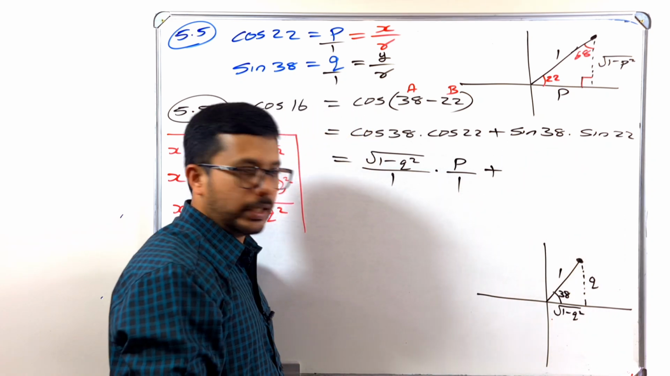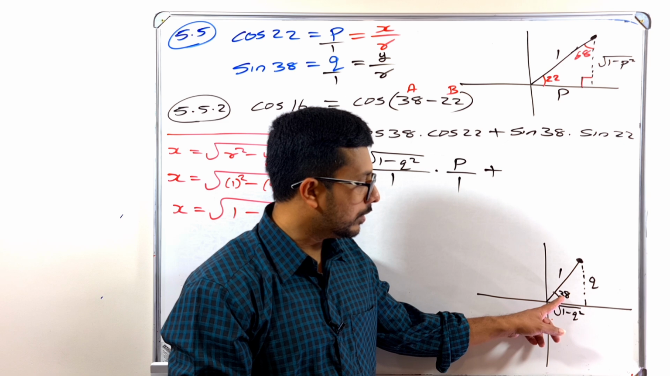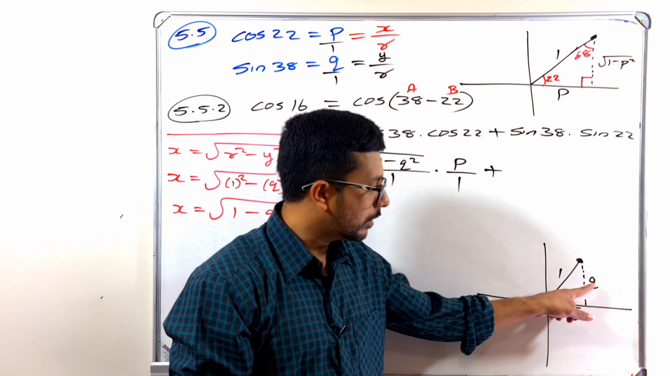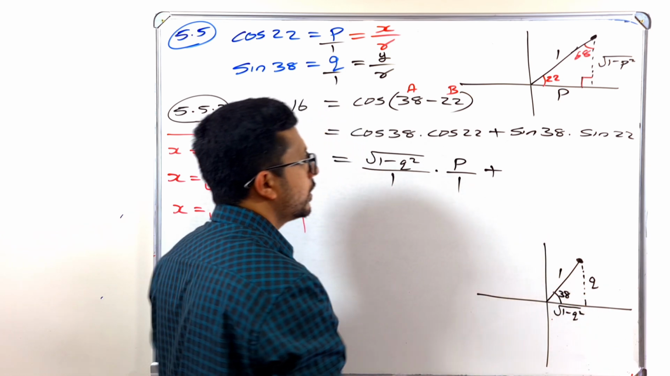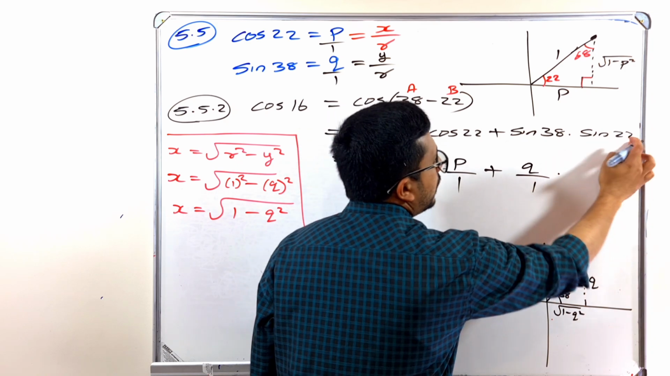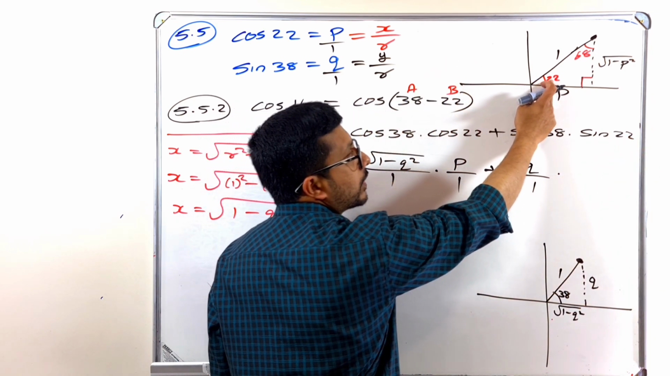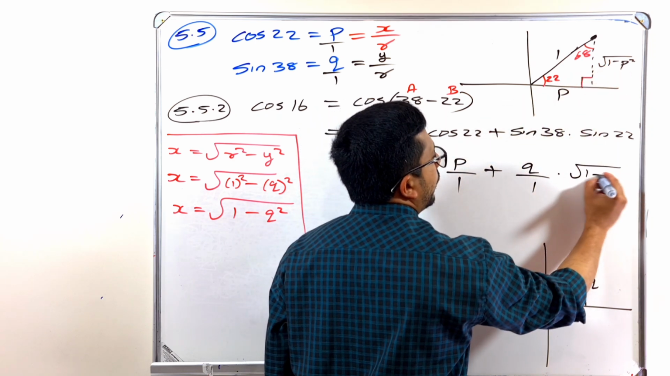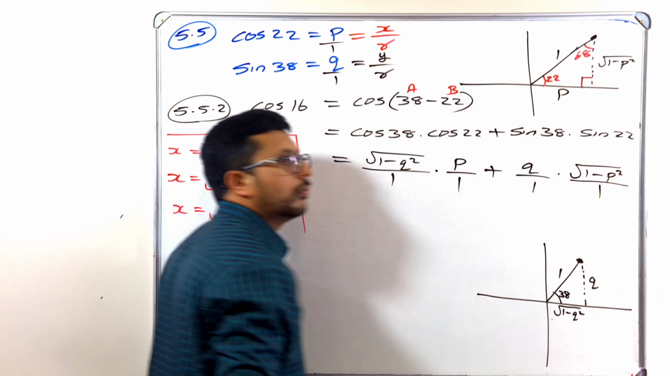Plus sine 38. Where is this 38? This one. Sine is opposite by hypotenuse. What is opposite? Y, q, by hypotenuse 1. So it is plus q divided by 1 times sine 22. Again this 22 is here, opposite side by hypotenuse. Opposite side there is root of 1 minus p squared, divided by hypotenuse 1.